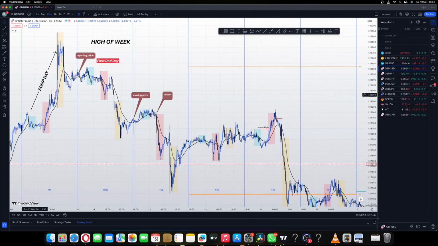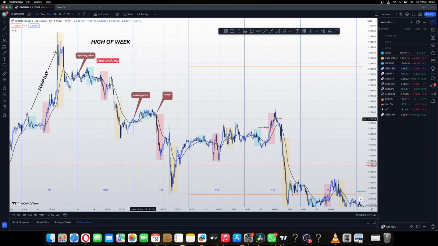Okay, this is our final example for today's video. So we have pump days, 2 to 3 days, coming from all the way down here. High of the week, this is Monday, starting the week. And then price closes below the opening price. Price opened here, traded upwards, eventually came down and closed below the opening price, giving us a first red day happening at the high of the week.